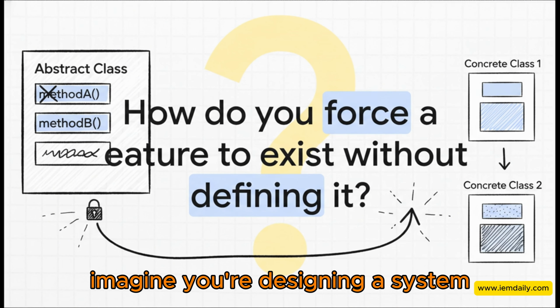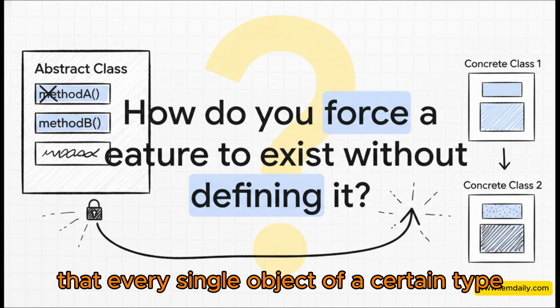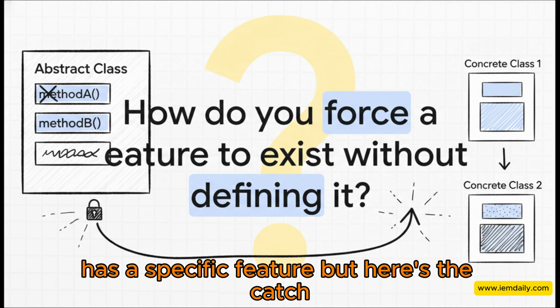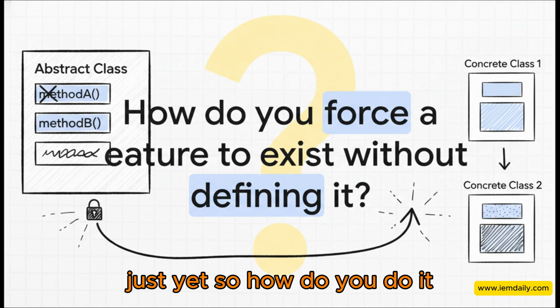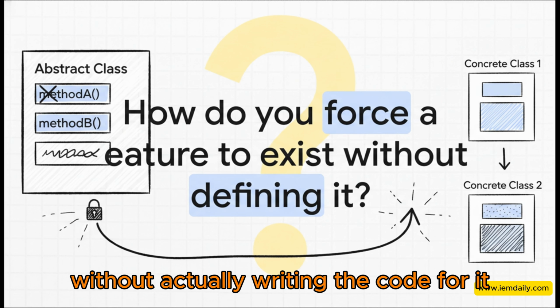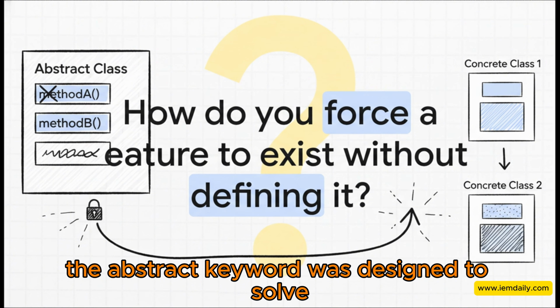Imagine you're designing a system. You need to make a rule. You need to guarantee that every single object of a certain type has a specific feature. But here's the catch. You don't know how that feature is supposed to work just yet. So how do you do it? How do you force a feature to exist without actually writing the code for it? Well, that's the exact problem the abstract keyword was designed to solve.